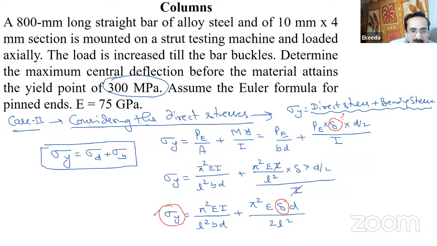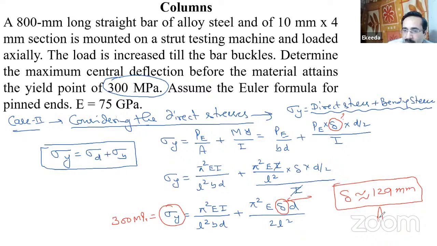This is given to us, that is 300 megapascal. Put other values also and you will get the value of delta, which comes out to be nearly 129 millimeter. So you can opt for the two policies, considering the direct stresses or neglecting the direct stresses, because failure mainly takes place due to bending stresses, right, when we are applying Euler's formula.